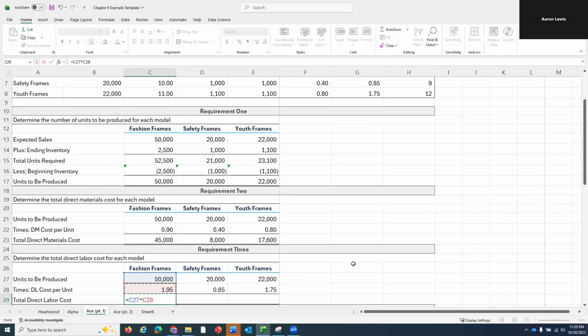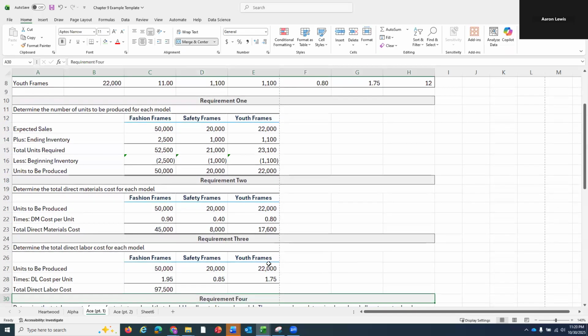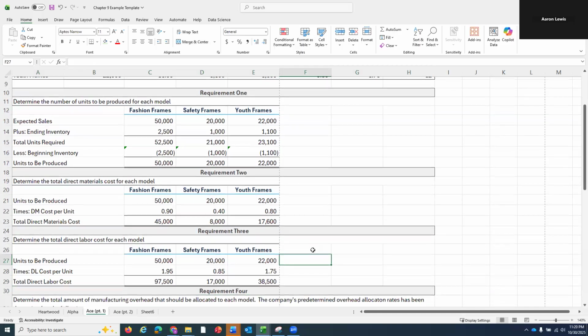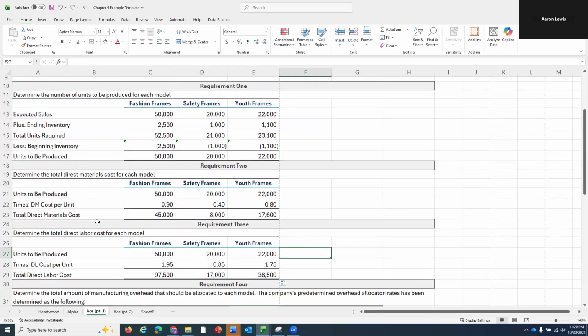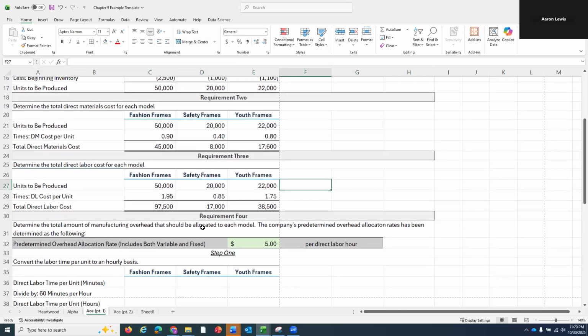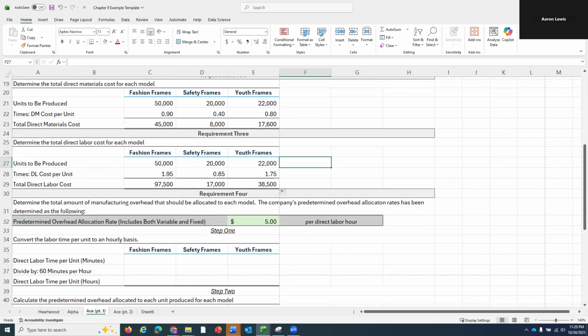50,000 pairs of fashion frames at $1.95 a piece is going to cost us $97,500 in labor costs. And the same math going across means we're going to spend $17,000 on safety frames and $38,500 on youth frames. So we've got our two direct costs, our materials and our labor predicted, budgeted for. Let's also budget for some overhead.